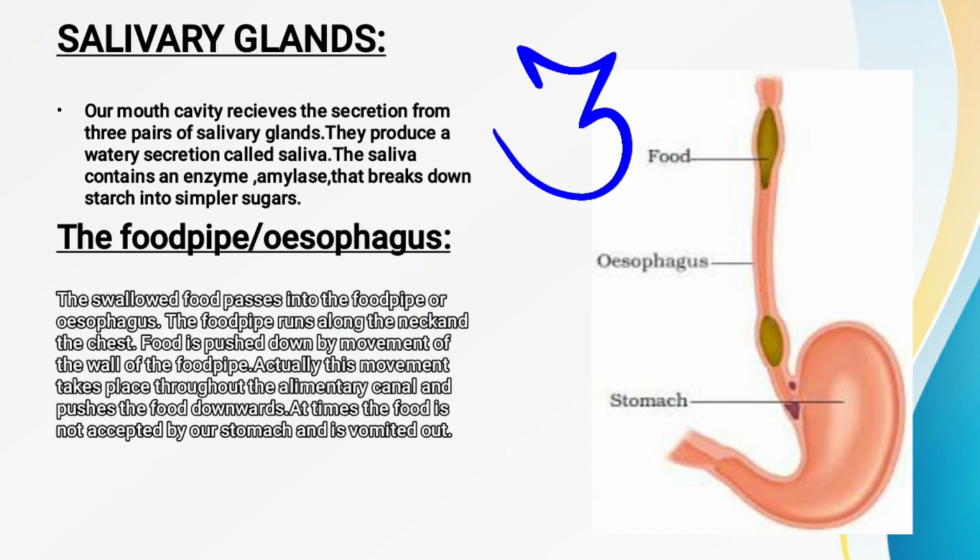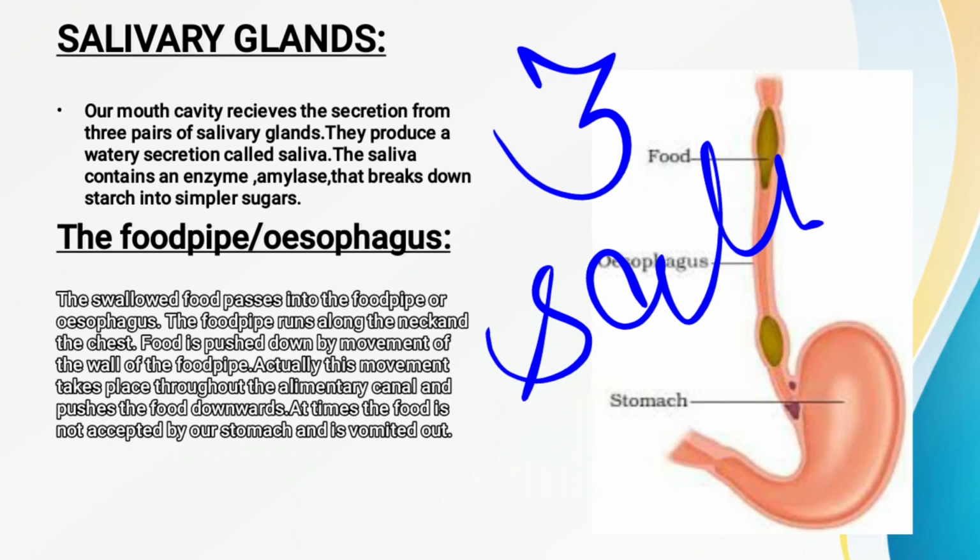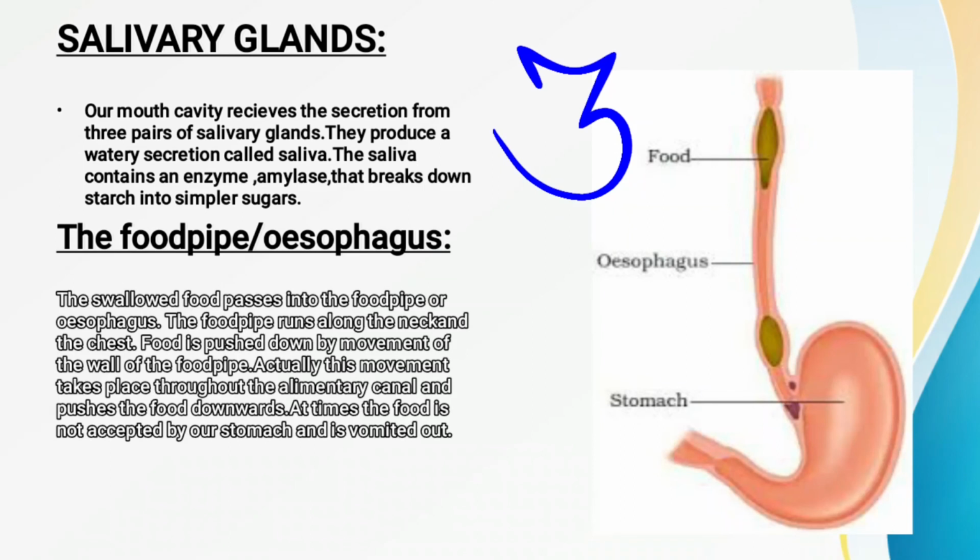Now these salivary glands produce a watery secretion. Whatever secretion they are secreting is in a slightly watery form, and this watery secretion is called saliva. What is this called? This is called saliva. Fine. Saliva is a kind of digestive juice which is also responsible for the digestion of food.